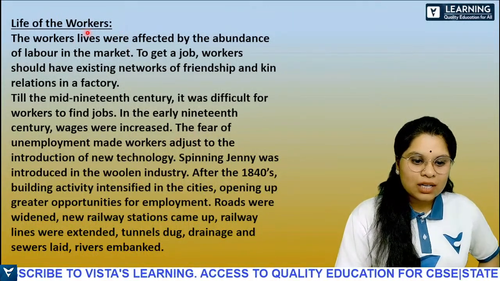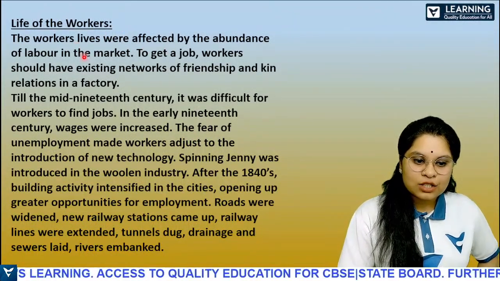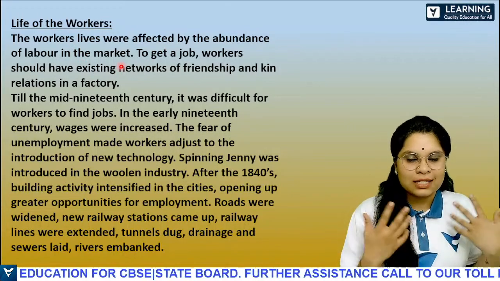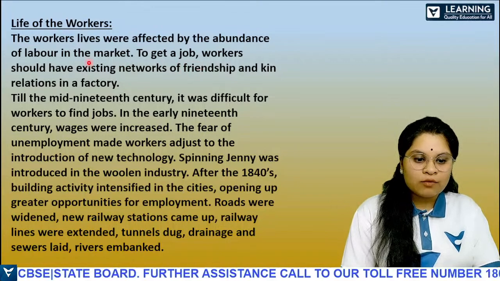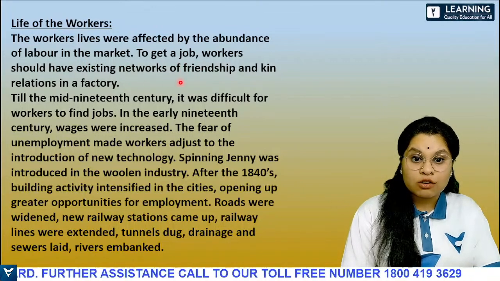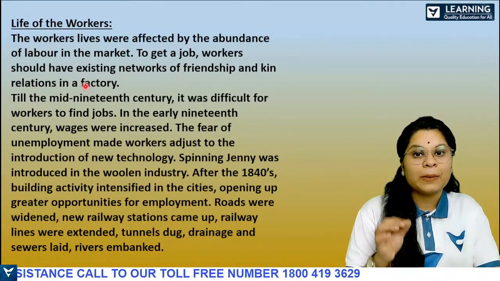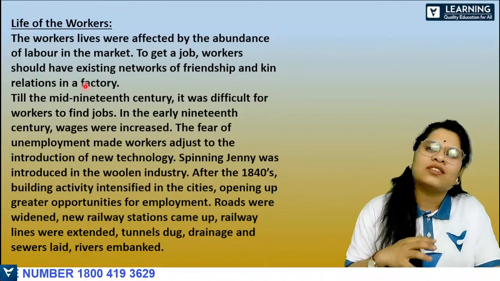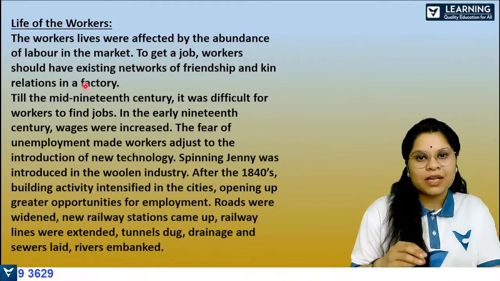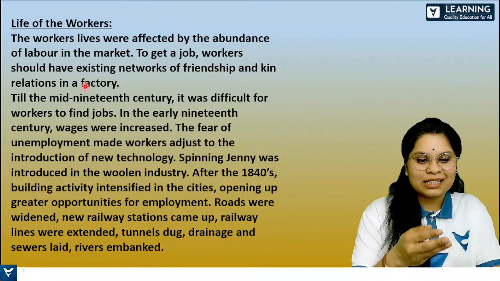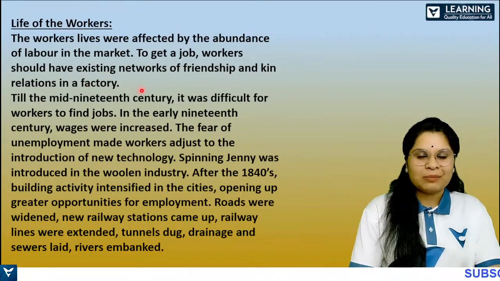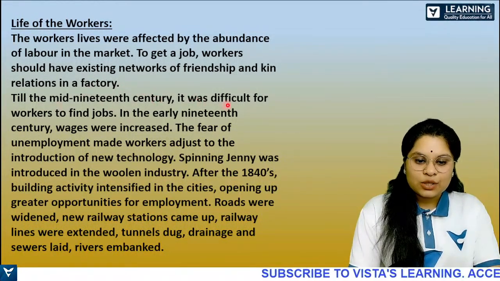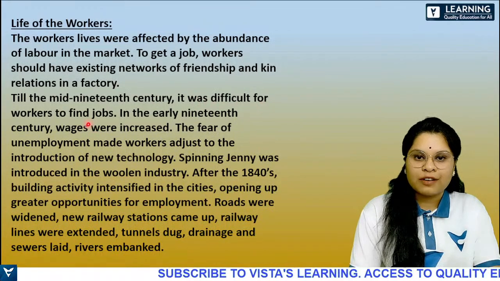Okay, so the workers' lives were affected by the abundance of labor in the market. A lot of workers, that is the abundance. So to get a job, workers should have existing networks of friendship and kin relationships in an industry. So it was basically difficult for them to get a job because there were a lot of people. At the same time, a little bit of influence was also needed in terms of friendship and relationships with the factory. So till the mid-19th century, it was difficult for workers to find jobs.